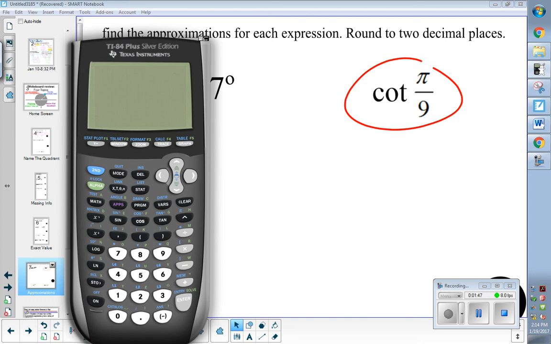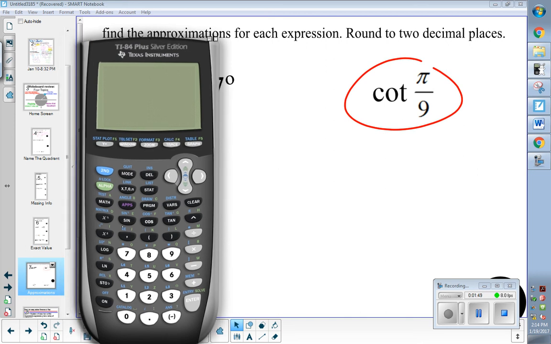I don't have a cotangent button, so I'm using one of these 3. I'm either using sine, cosine, or tangent. Which one of those 3 am I using? Tangent. Tangent of pi, so second up arrow to get me pi. Tangent of pi divided by 9. Close parentheses, hit enter. That is not your answer. That is tangent. If I want cotangent, what am I going to have to do?